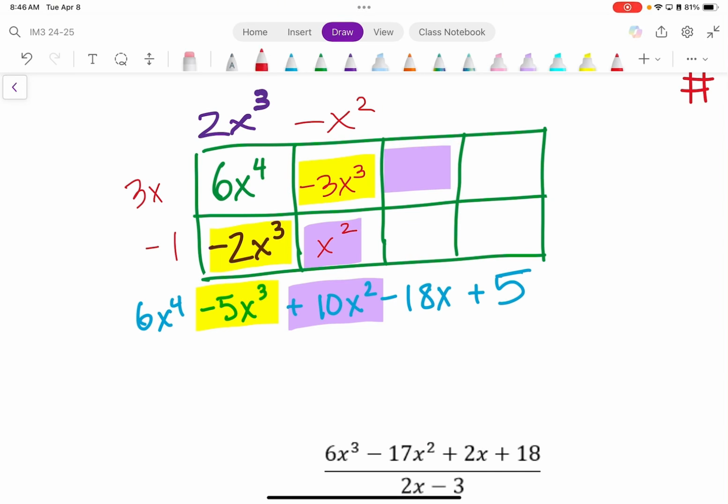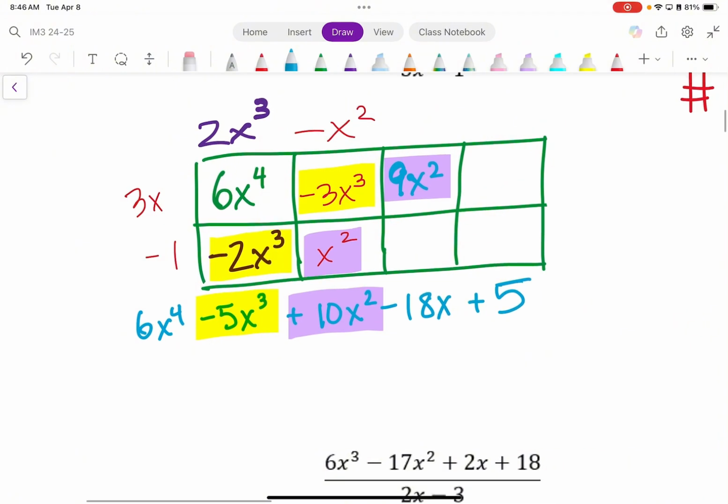So what are you going to combine with x squared to get 10x squared? What was that? 10. So x squared is already counting as 1. Technically it's a 1. So 9. 9x squared. Okay. How am I supposed to get 9x squared? I multiply 3x with what? With 3x. And then 3x and negative 1, we multiply those together, we get negative 3x.